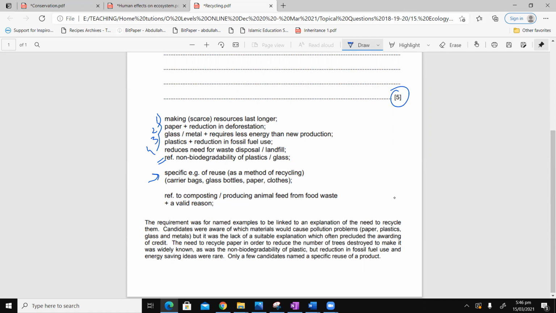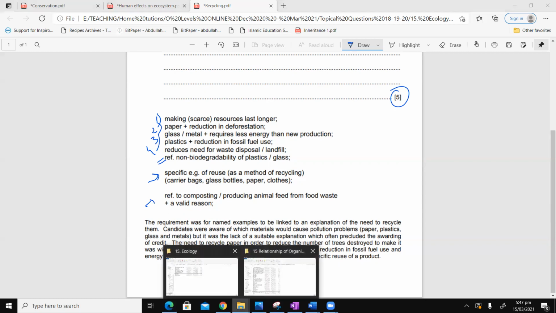And, well, there's still plastic bags here and there, but we can see that the majority of the bakeries and all of that stuff are resorting to paper bags or cloth bags. And then, in reference to composting, reducing animal feed from food waste is a valid reason. Okay, so it's a general thing. You can give any examples. Again, when I post the notes, you can see all of the examples there.